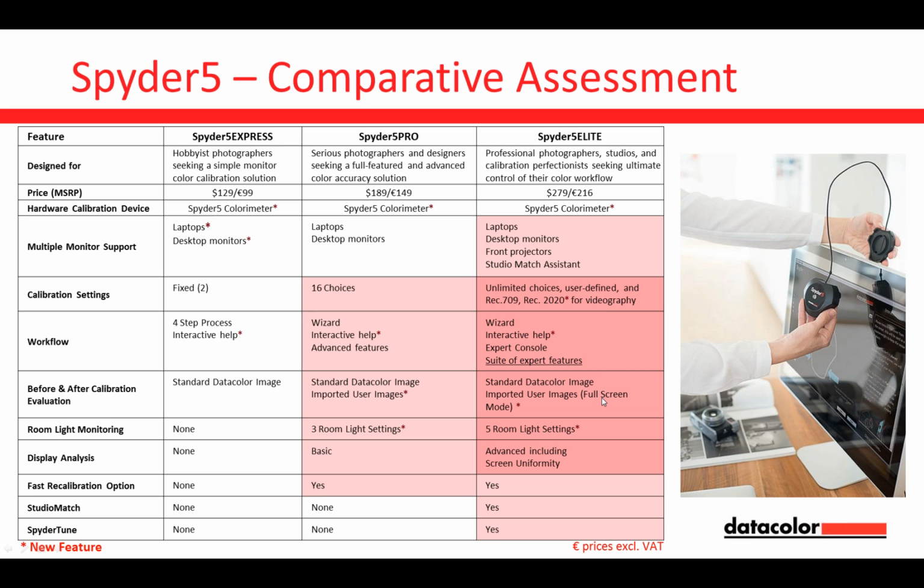And the same on the Spyder5 Elite, but on the Spyder5 Elite you can do this also in a full screen mode. So that means if, for example, you have one of these huge 30-inch monitors, you can use it on the entire screen and see, okay, that's how the uncalibrated monitor will look. That's how your sample image will look in the calibrated way.